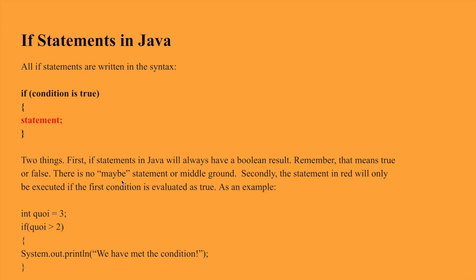And then there's no maybe statement or middle ground. It's a Boolean answer. If yes, then this runs. If no, nothing. Secondly, the statement in red will only be executed if the first condition is evaluated as true. I already said that. As an example, we can establish one here.